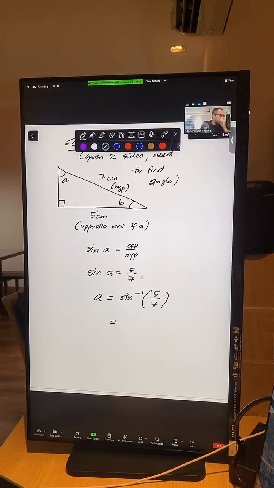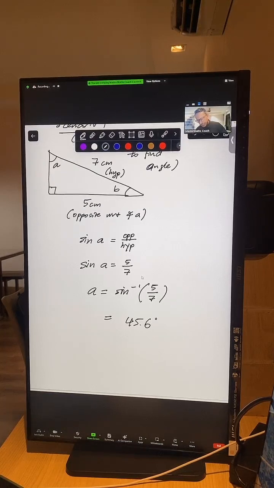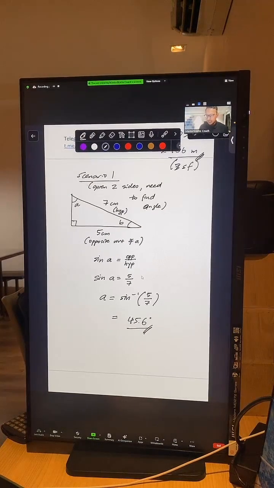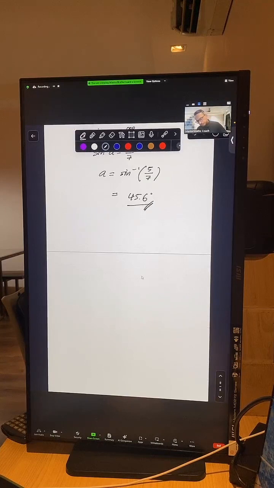Okay. So sine inverse 5 divided by 7, you will get the answer 45.6 degrees. Okay. So this is scenario 1. You are given two sides. You need to find angle. I hope you all can understand this. Okay, let's go on to scenario 2.